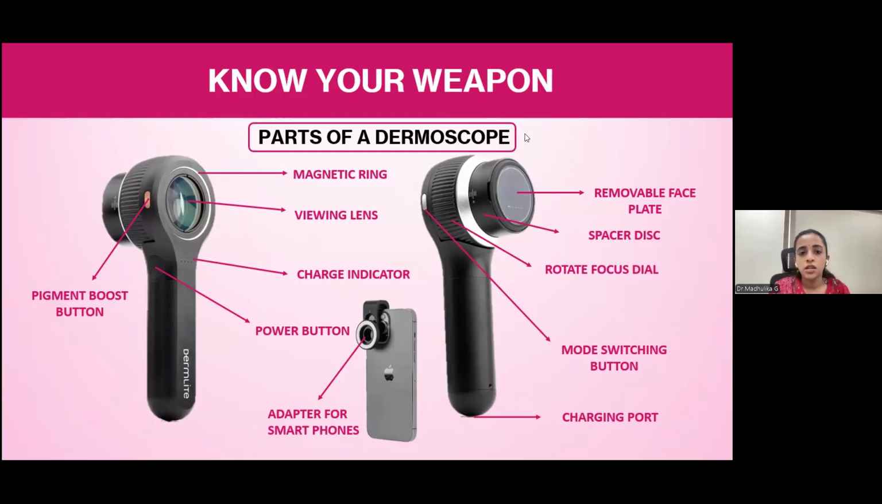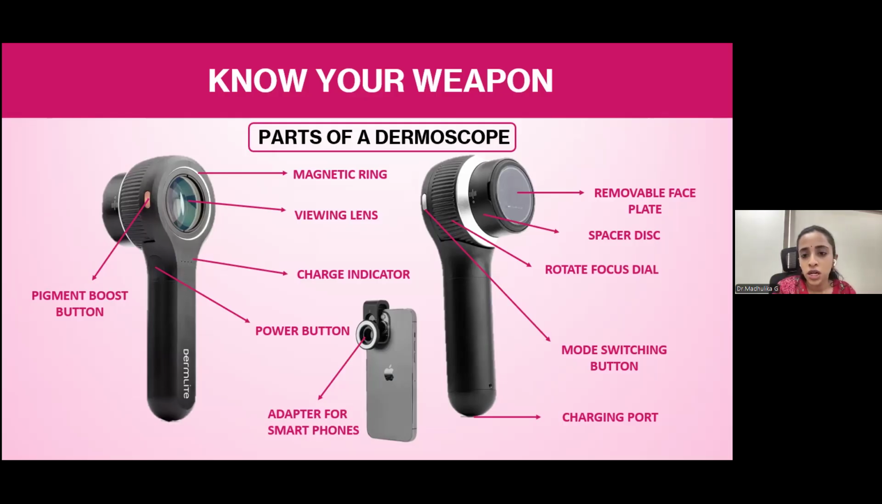No issue. Okay, so again I would like to reiterate the parts of a dermoscope. This is a Dermlite DL4. I think we missed out on seeing this image. So this is a magnetic ring which fixes onto the universal adapter. This is the viewing lens through which you'll be able to see your skin lesion, and then this is the charging light, where if it is fully charged, it will be 4 lights on. Then this is the charging port, and then there are 2 buttons on the sides of the dermoscope. One is to switch between polarized and non-polarized light, and the pigment boost button adds an extra layer of orange light which will make the pigment more prominent.